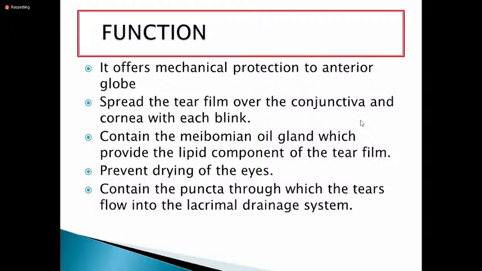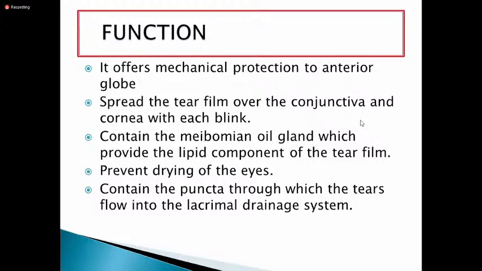What is the function of the eyelid? The eyelids are very important. First of all, they offer a mechanical protection of the anterior part of the globe. If something is getting to the eye, the first reaction for somebody is to close the eyelid without even thinking much, because they are very important.